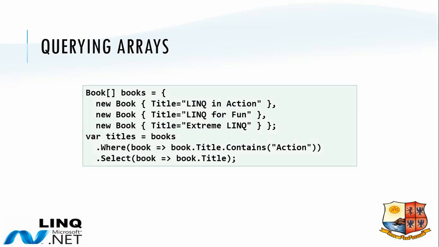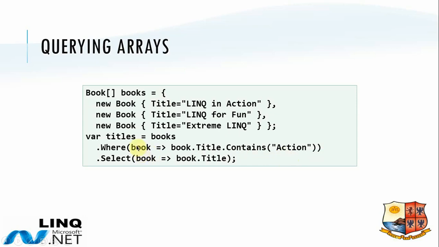Now look at the query. Titles is equal to books dot where, books is what? Collection. Books is collection. Book dot where, this is a range variable, singular, book goes to book dot title. Okay, book dot title, which means inside that book object, go to that property called title, and that title is a string, right? So I say dot contains, this is a string operation, action.